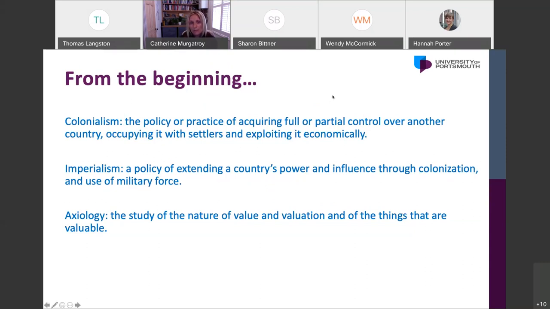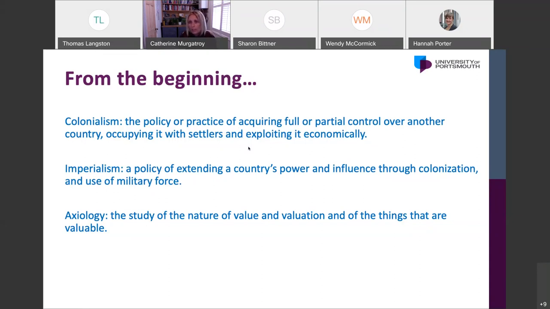Colonialism is the policy or practice of acquiring full or partial control over another country, occupying it with settlers and exploiting it economically. An example of that would be the British Empire in India. Imperialism is an extension of colonialism, a policy extending a country's power and influence through colonization, often with the use of military force. When we think of imperialism, we often think of the Romans and how they colonized and grew and expanded.